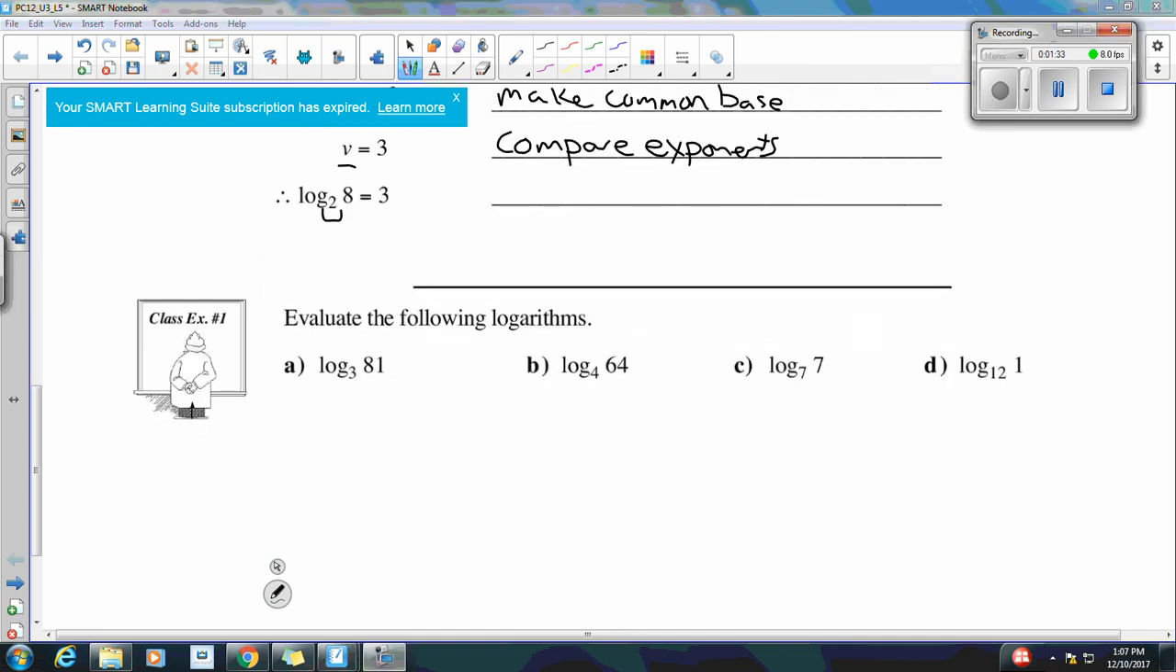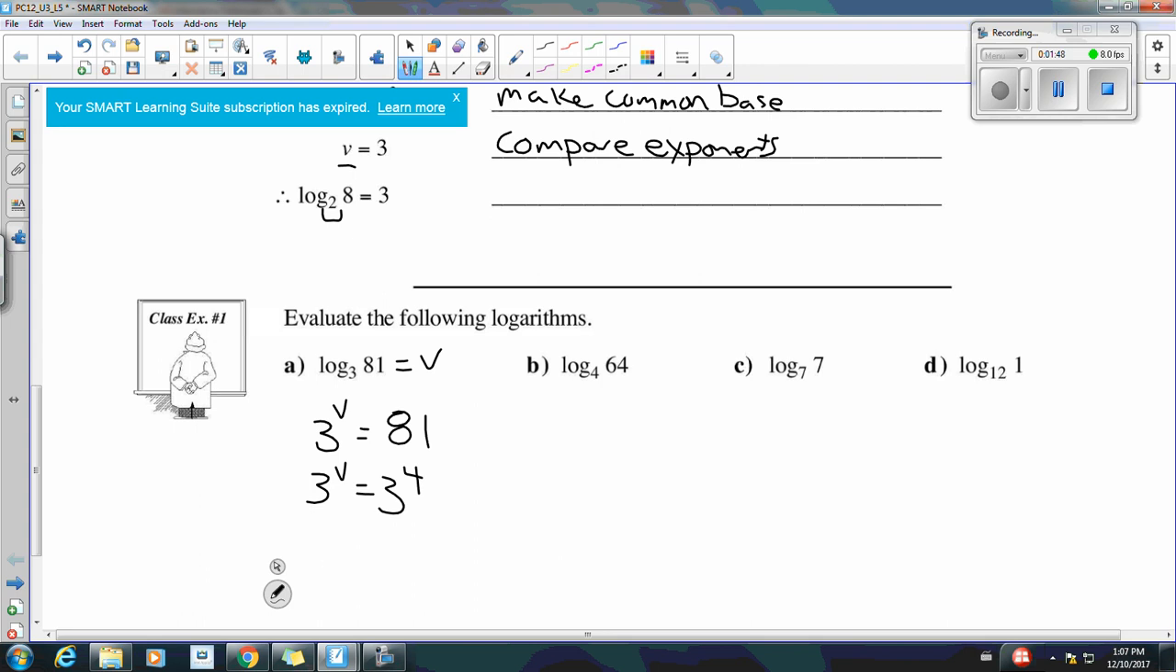Okay, so some examples here. Log base 3 of 81. One way we can do it is to make this equal to v, change to exponential form, and rewrite 81 with a base of 3. You can use your calculator to help you with that, and you get v equals 4. Most calculators can probably take this typed in just as is and spit a value out, so make sure you know how to do that too.